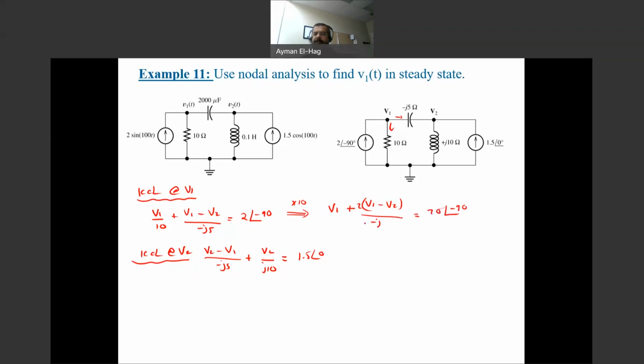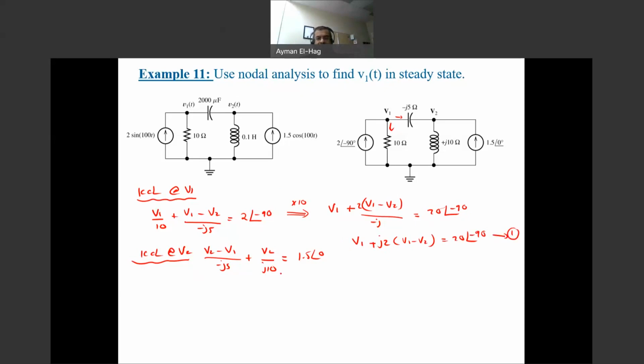Now, I will multiply this by J over J. If this is the case, J times J becomes -1, so it becomes +1. So this becomes V1 plus J2 (V1 minus V2) equal to 20 angle of minus 90. And this is equation number 1, ready, meaning that there is no denominator. I'm getting rid of any denominator and I have it in that format.